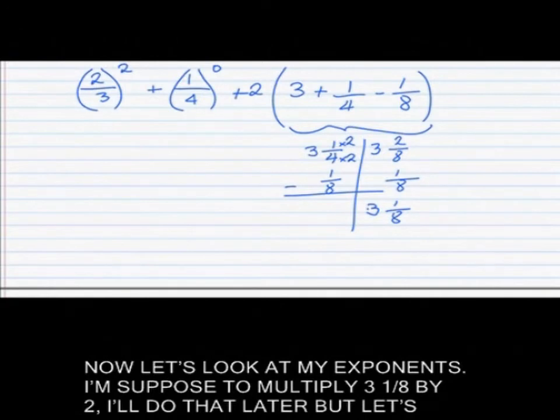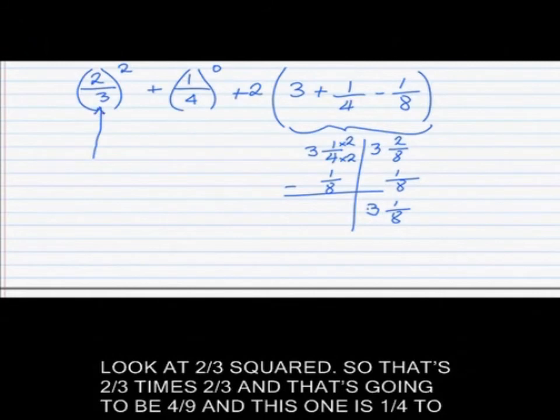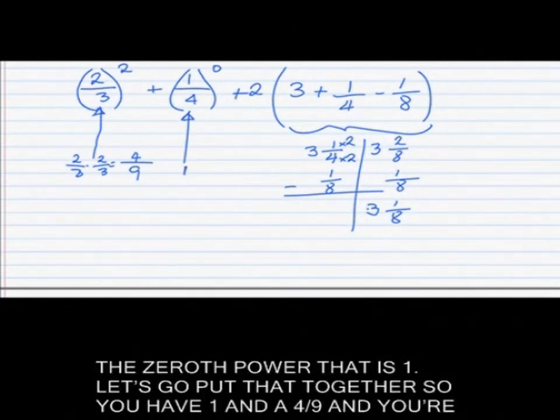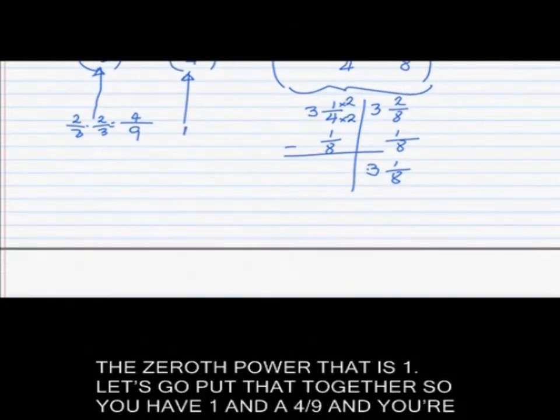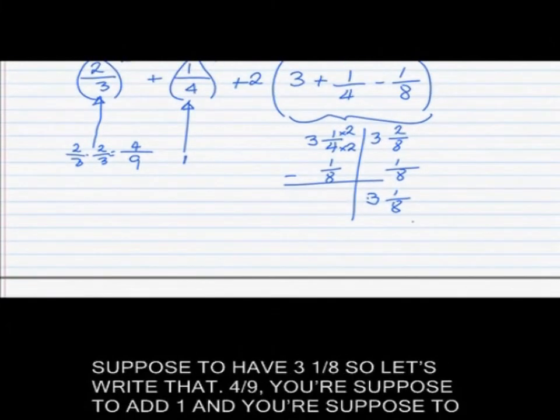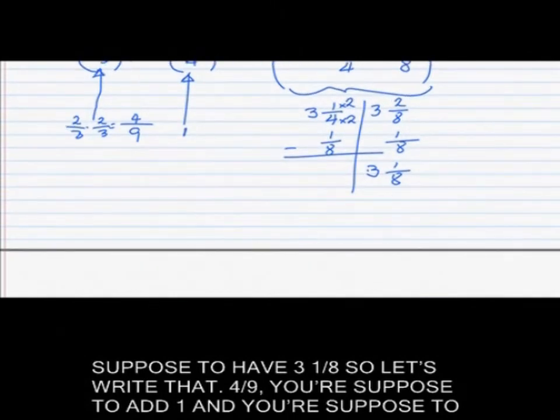Now, let's look at my exponents. I'm supposed to multiply 3 and 1/8 by 2. I'll do that later, but let's look at 2/3 squared. So that's 2/3 times 2/3, and that's going to be 4/9. And this one, 1/4 to the 0th power, that is 1. So let's go put that together. So you have 1 and then 4/9, and then you're supposed to have 3 and 1/8. So let's write that. 4/9.